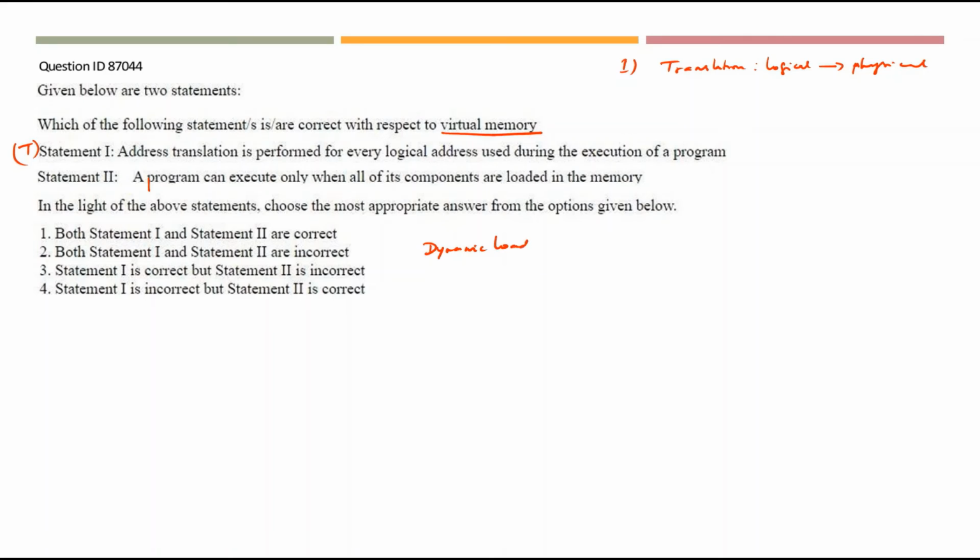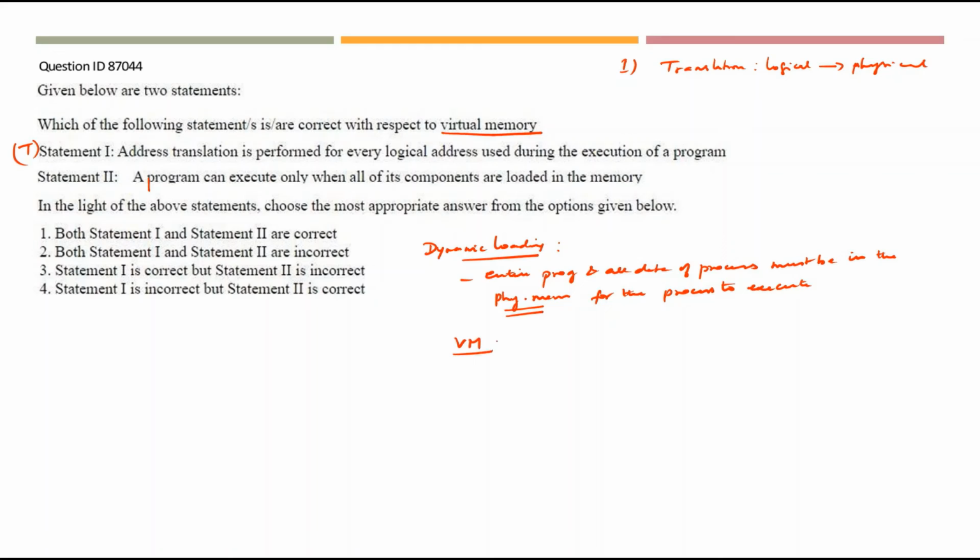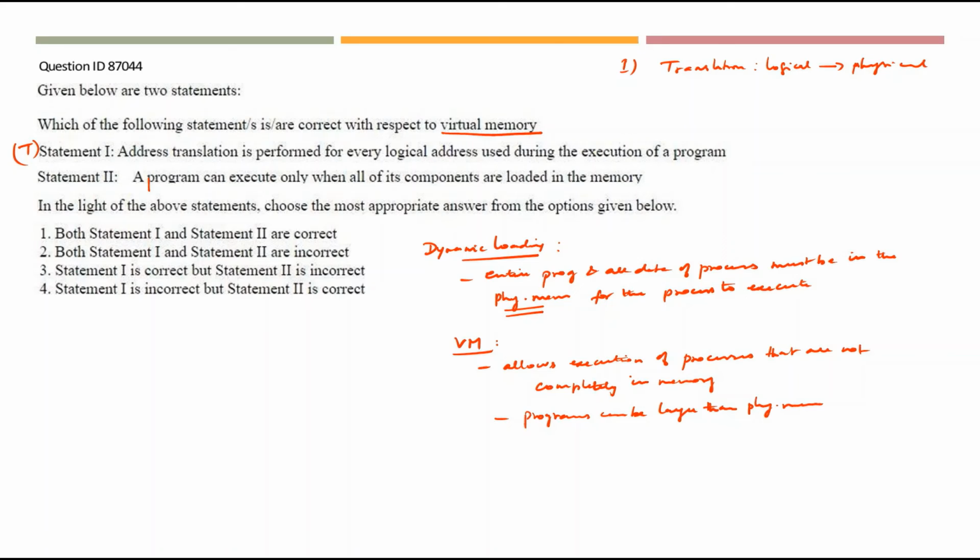Before that, we'll first see about dynamic loading. In dynamic loading, the entire program and all data of a process must be in the physical memory for the process to execute. This is with regard to physical memory. Here we have to answer with respect to virtual memory. Virtual memory is a technique that allows execution of processes that are not completely in memory. Programs can be larger than the physical memory. In fact, with virtual memory, a system can load larger or multiple programs running at the same time.